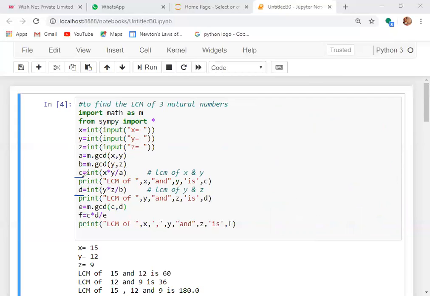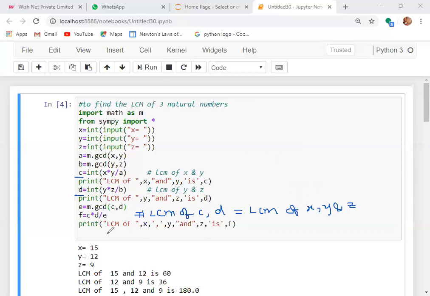So in order to find the LCM of C and D, we just find the GCD of C and D. Then the LCM is the product divided by the GCD. So this is the LCM of C and D. And actually the LCM of C and D is equal to the LCM of all the three numbers, that is X, Y and Z. So that's why F will become the product of the two numbers divided by their GCD. So it will give you the actual value.